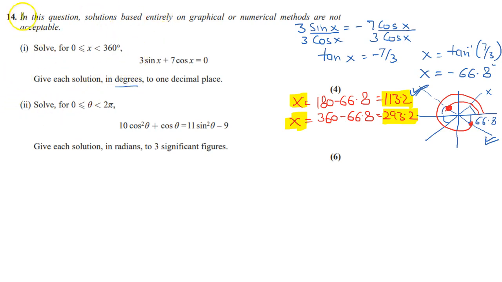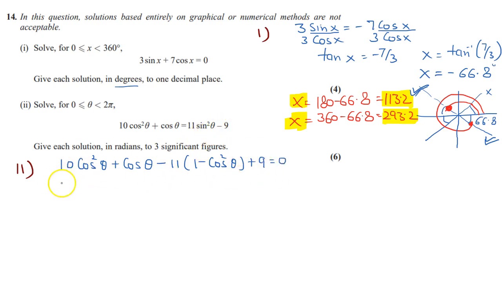Now this is part 1. Now let's say part 2. We have to solve this, that is 10 cos square theta plus cos theta minus 11 sin square theta plus 9 is equal to 0, with sin square theta as 1 minus cos square theta.